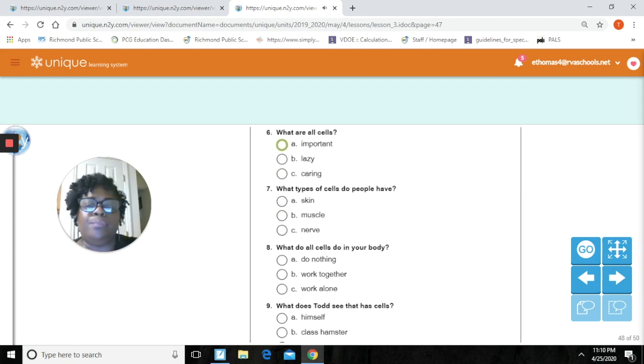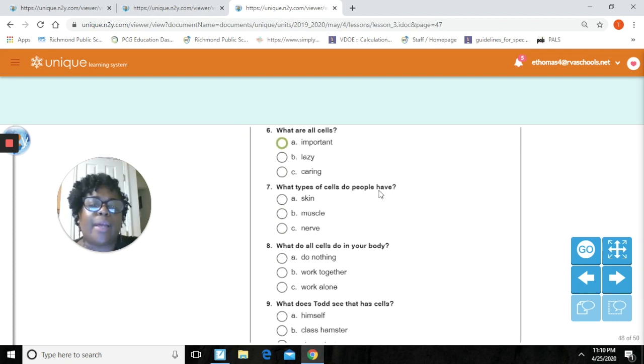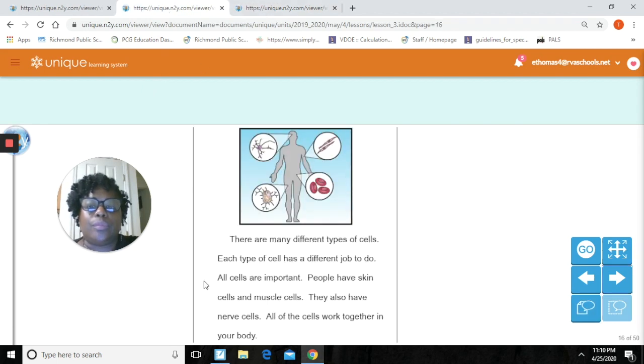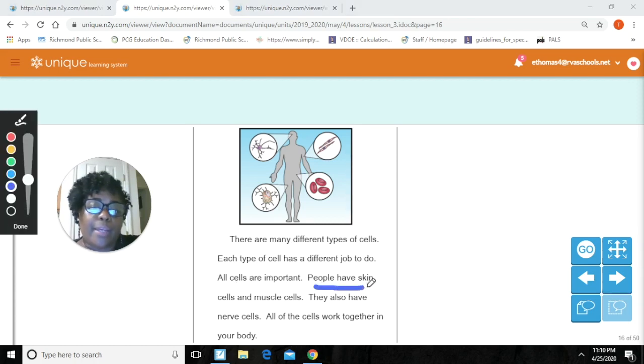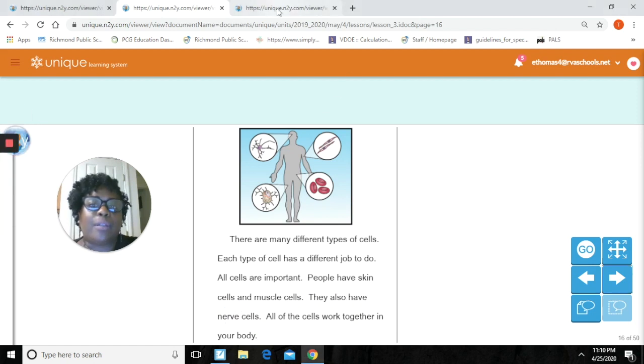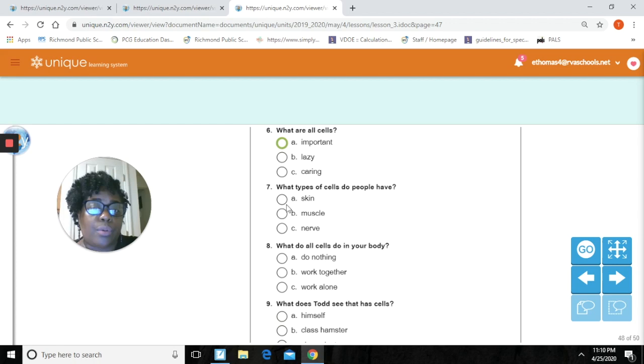It says here, what types of cells do people have? A, skin, B, muscle, or C, nerve? Let's look at our story. And here we are. People have skin cells, muscle cells, and they also have nerve cells. Okay? So that particular question, all of the answers were correct. Skin, muscle, and what? Nerve. All right.